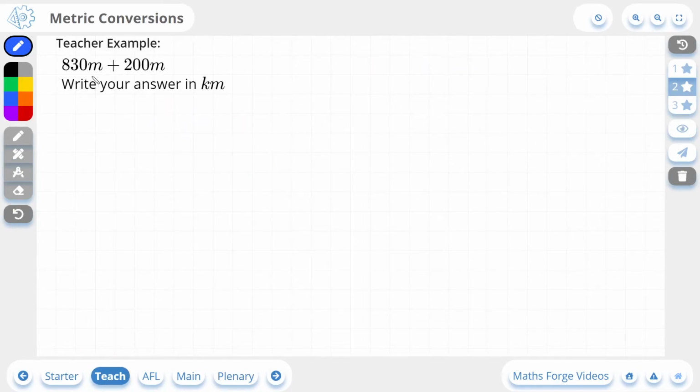So here we're being asked to calculate 830 meters plus 200 meters. 830 plus 200 is going to give us 1,030 meters. But the question wants us to write our answer in kilometers. So to go from meters to kilometers, we have to divide by 1,000. And 1,030 meters divided by 1,000 is going to give us 1.030, no need to write the last 0, kilometers. And if we check our answer, there it is. Now we'll do a 3-star example.